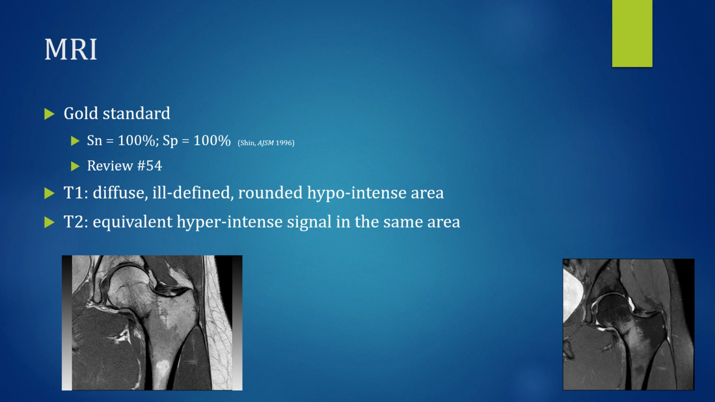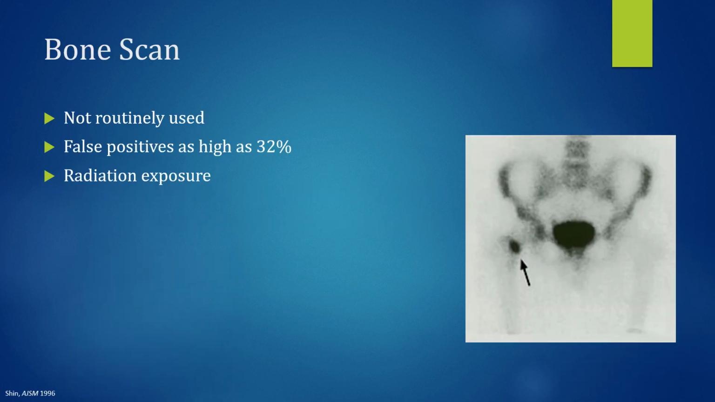When looking at a T1 MRI, such as the one on the left, there will be a diffuse, ill-defined, rounded, hypointense area about the femoral neck. When looking at a T2 MRI, there will be an equivalent hyperintense signal in the same area. Remember that normal bone appears dark on a T2 image, making any osseous pathology light up pretty easily. An MRI can also be useful to investigate for any other pathology around the hip and pelvis region, such as a stress fracture in another area or any muscle or tendon injuries.